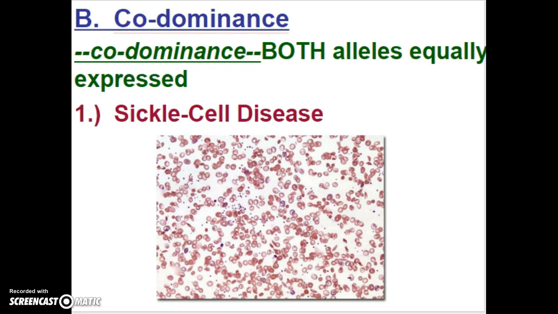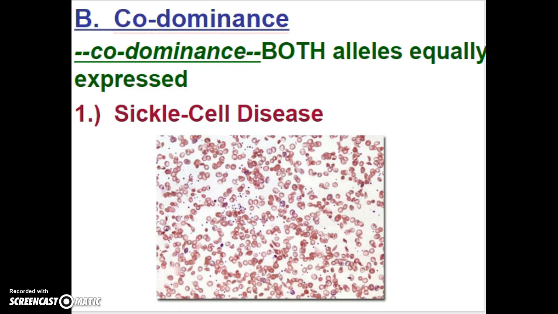Co-dominance is where both alleles will be equally expressed when they are together. Co-dominance, think of being like a co-captain for a team or a co-advisor. You share those duties. So the dominance is shared by both alleles.